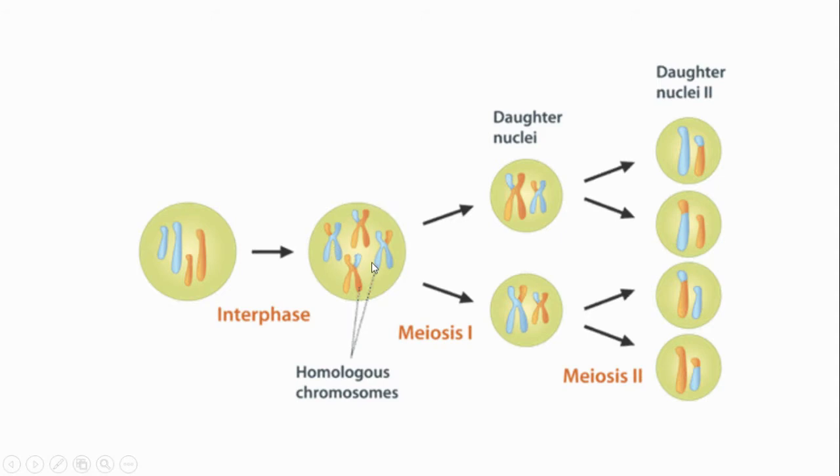Interphase, this is where everything's copied. We get our daughter nuclei, which would be the mitosis version of it, and mitosis would stop right here. But because we want to have haploid cells, we have to cut that number in half. So we're going to divide again and get 4 cells.